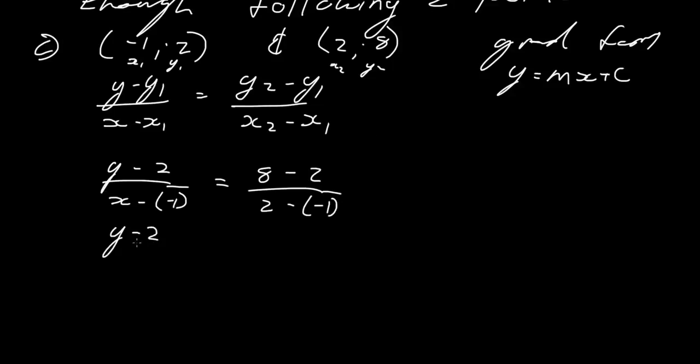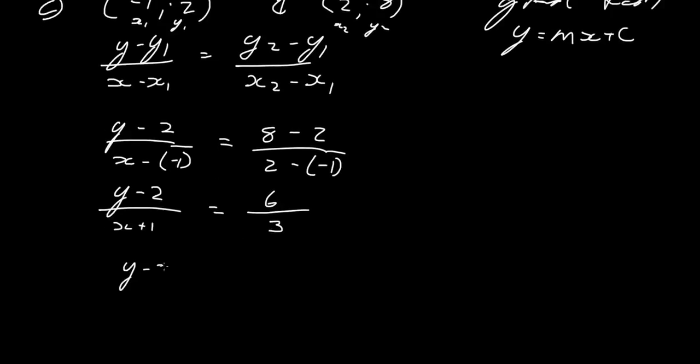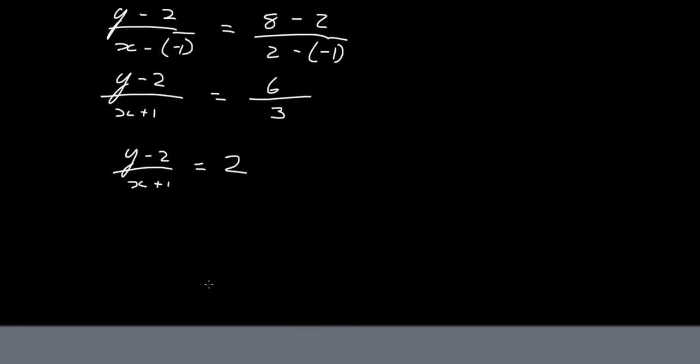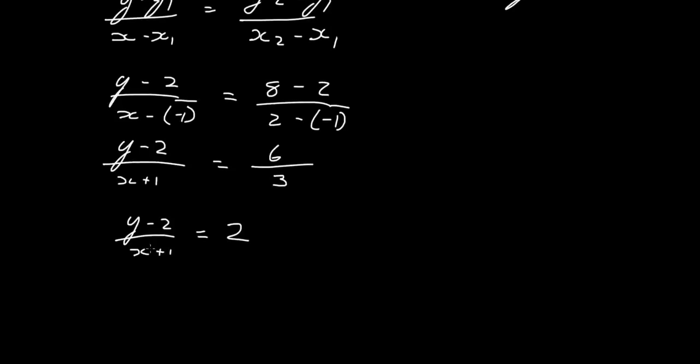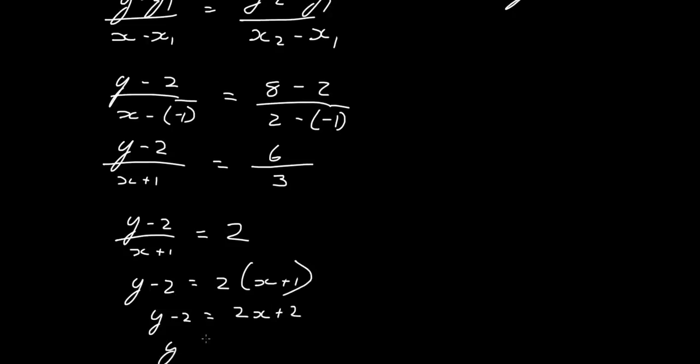So y minus 2 over x minus minus 1 is x plus 1 equals 8 minus 2 is 6 over 2 minus minus 1 is 2 plus 1 is 3. So now we've got y minus 2 over x plus 1 is equal to 6 over 3 is 2. Then let's take this whole denominator across to that side and multiply. So we're left with y minus 2 equals 2 into x plus 1. y minus 2 is equal to 2x plus 2. Now we're going to take that 2 across. y equals 2x plus 4. And there you go. That is question 27.